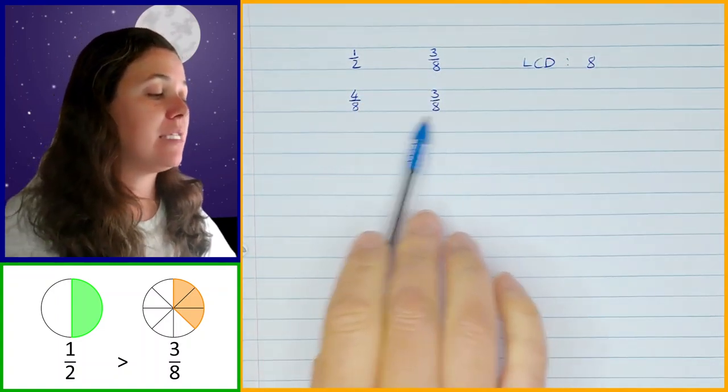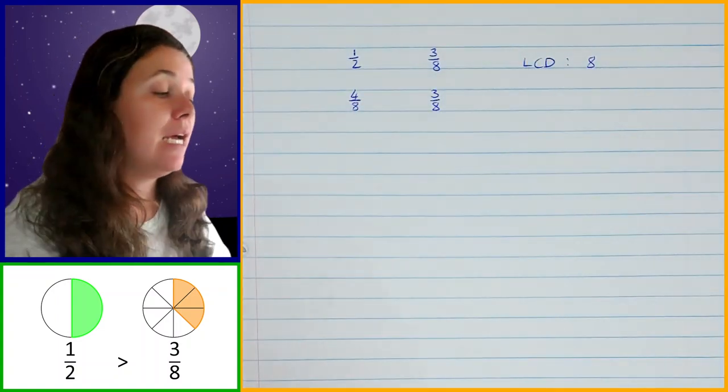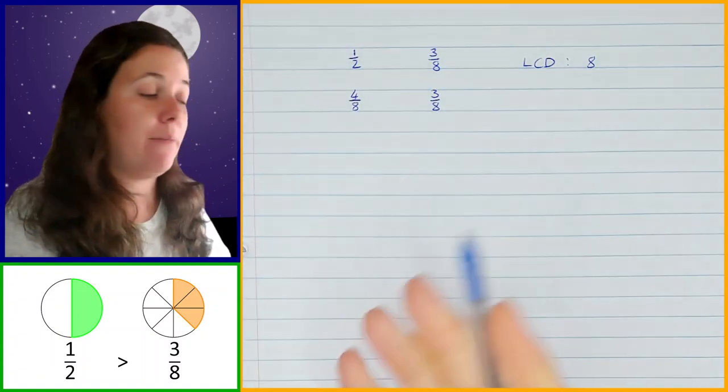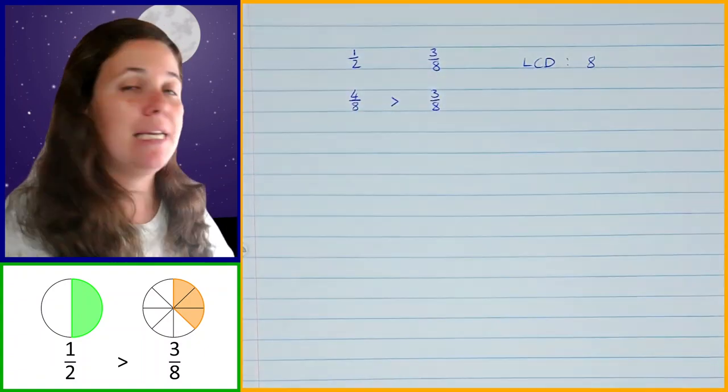And now that I've got the same kind of fraction, now they're both eighths, now I can compare them and I can say 4/8 is more than 3/8 because there are more of them. So that is greater.